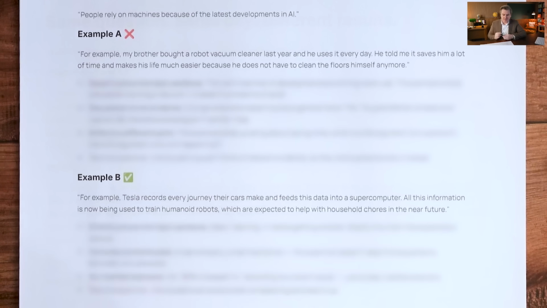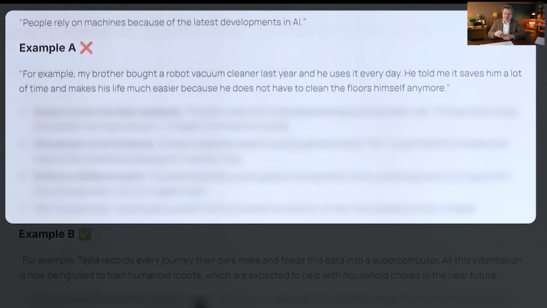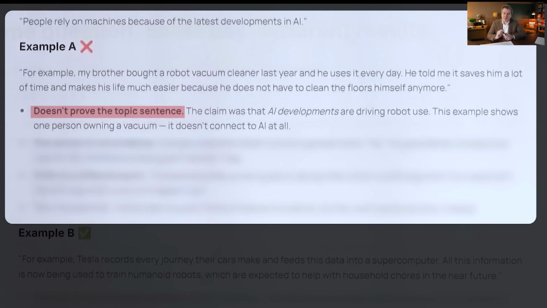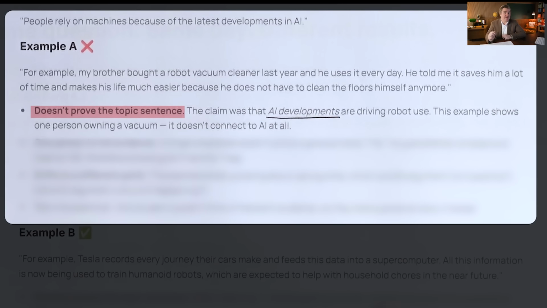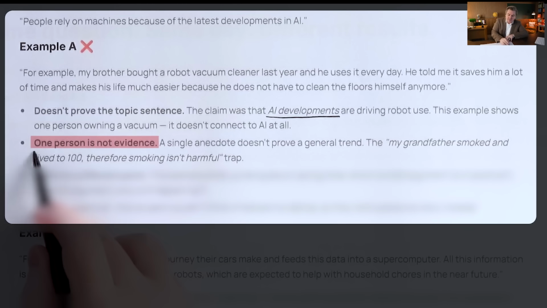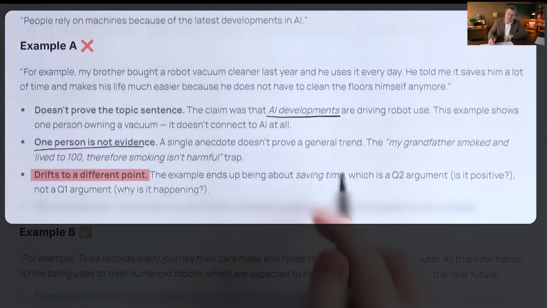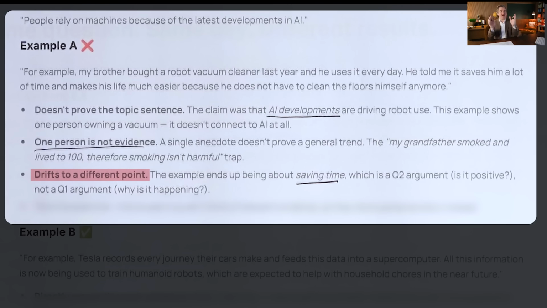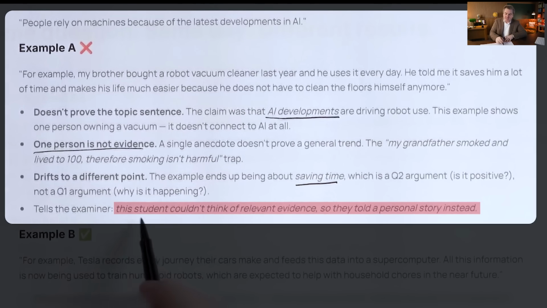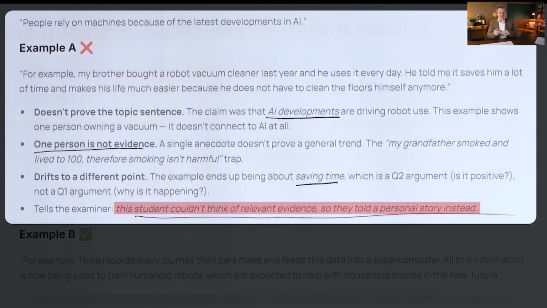Which ones are good, which ones are not so good. So example A was not good. For example, my brother bought a vacuum cleaner last year and he uses it every day. He told me it saves him a lot of time and makes his life much easier because he does not have to clean the floors himself anymore. It does not prove the topic sentence. The topic sentence is about AI. It is not about general robots. The question is about general robots, but the topic sentence is not. One person is not evidence. And then they start talking about a different point, which is saving time, which is not cohesive. And it just tells the examiner, this person doesn't know how to use examples.